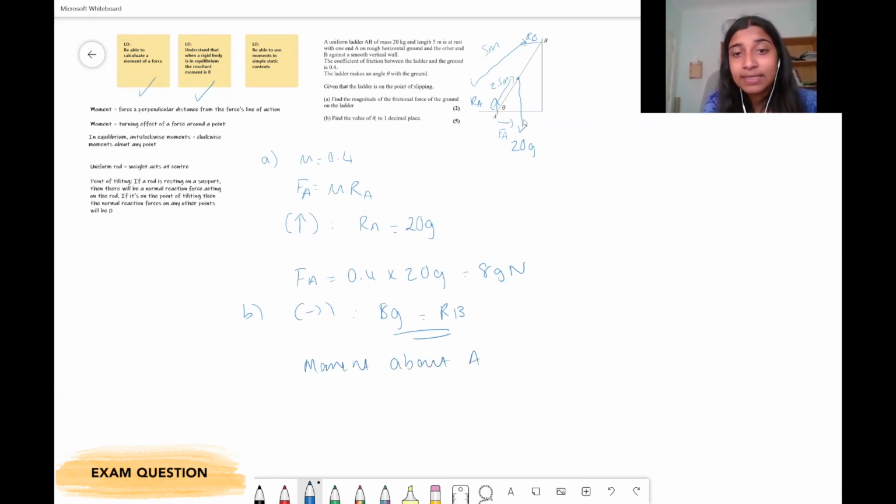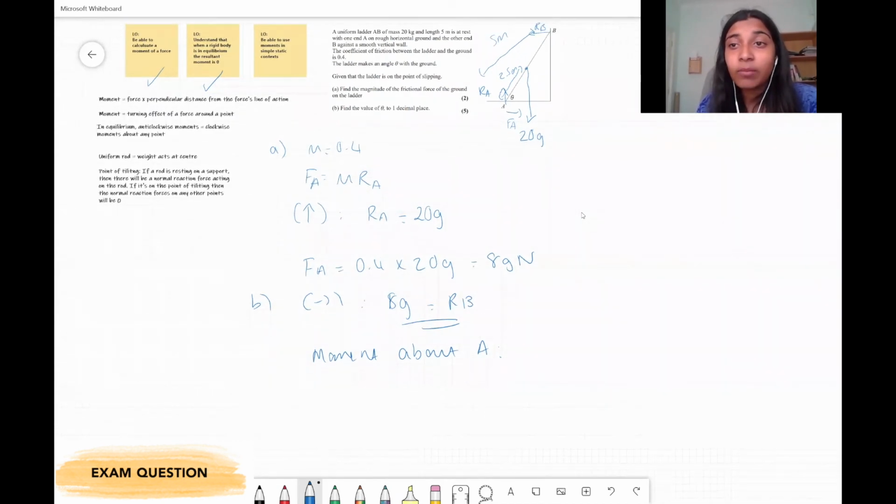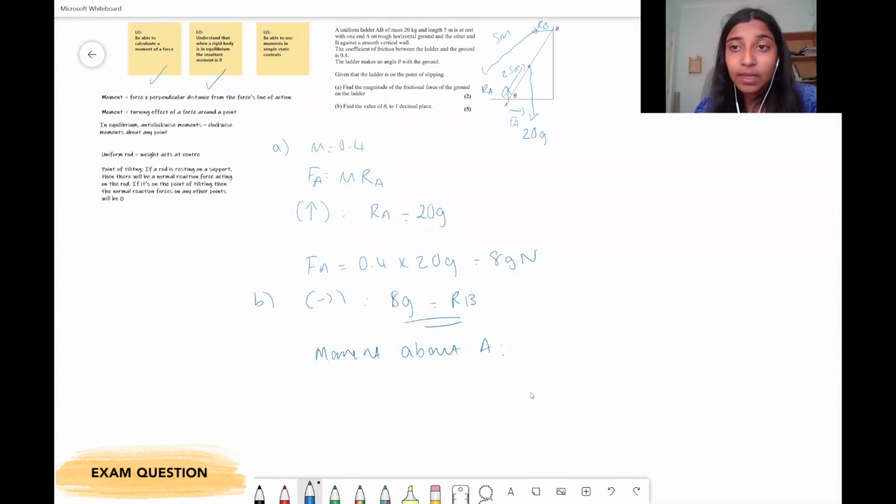So again, because our ladder is just at rest, it's in equilibrium, our anti-clockwise moments is going to equal our clockwise moments. If we first take clockwise moments, this will be from the weight of our ladder. Remember that whenever you're dealing with moments, you have to deal with perpendicular distances or forces. So the line of action will be this ladder. We want to find the components of this force that are parallel and perpendicular. Because we're dealing with moments, we just want the perpendicular one.